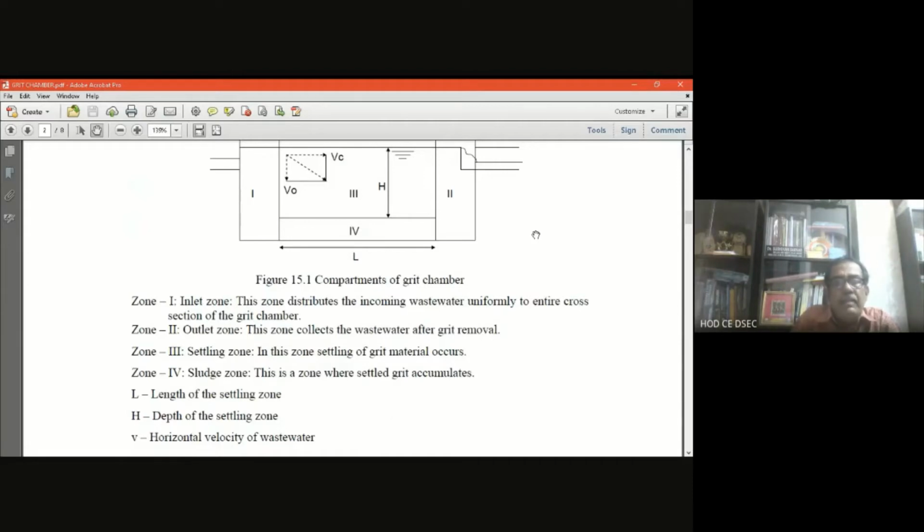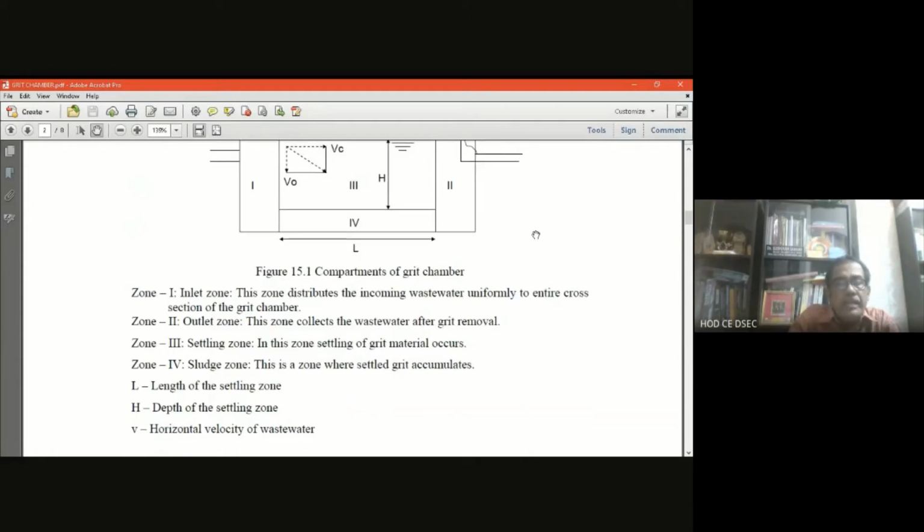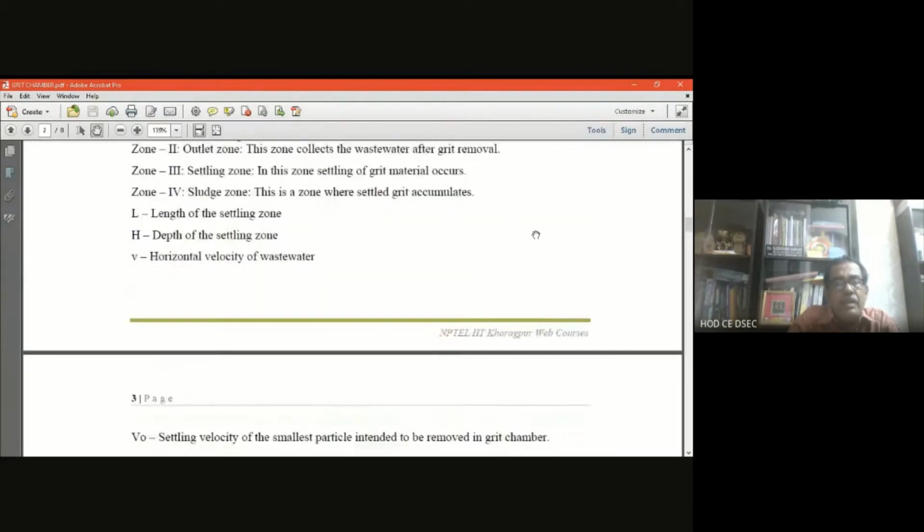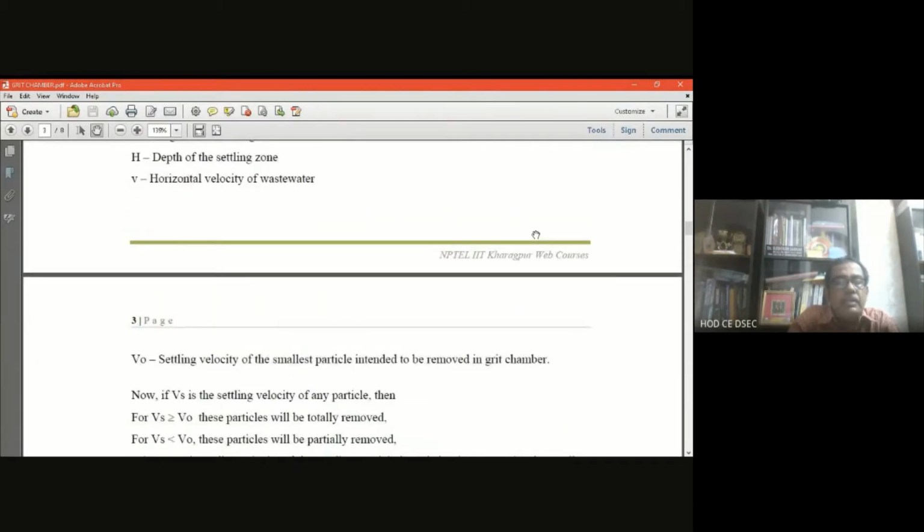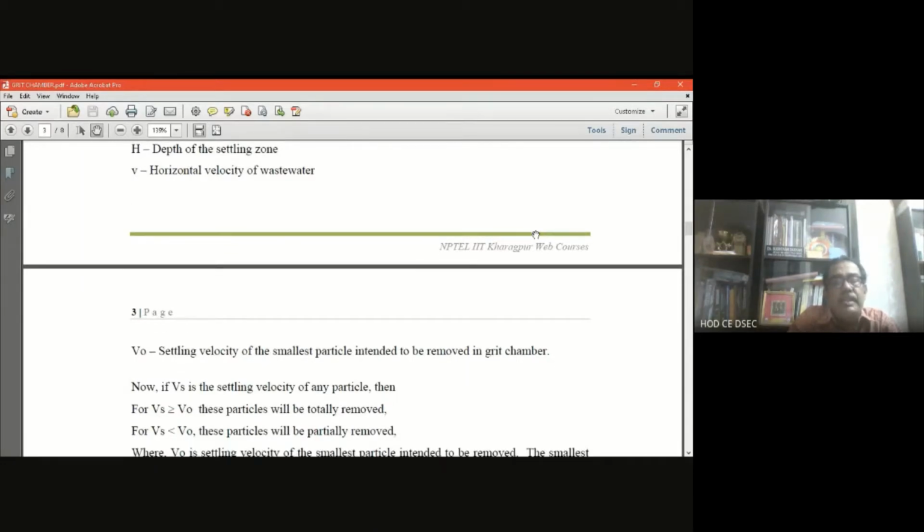Fine. Now length L is the length of the settling zone. Inlet and outlet are extra beyond that length if you consider that figure. H is the depth of the settling zone, also excluding the portion of the sludge zone. The horizontal velocity is small v, the velocity of the wastewater. And what is V0? It is the settling velocity, that is, the vertical velocity of the smallest particle intended to be removed in the grit chamber.